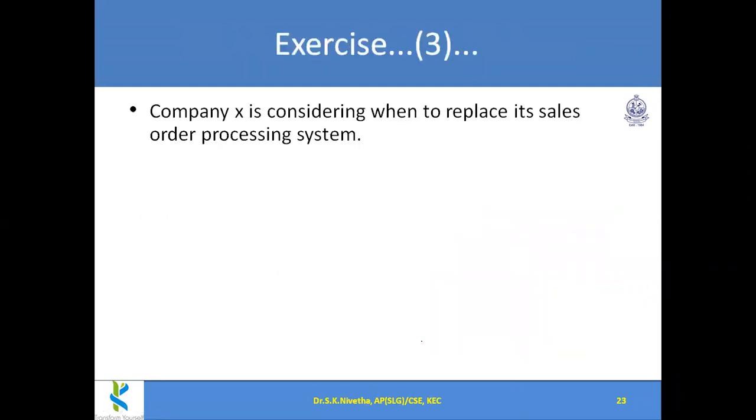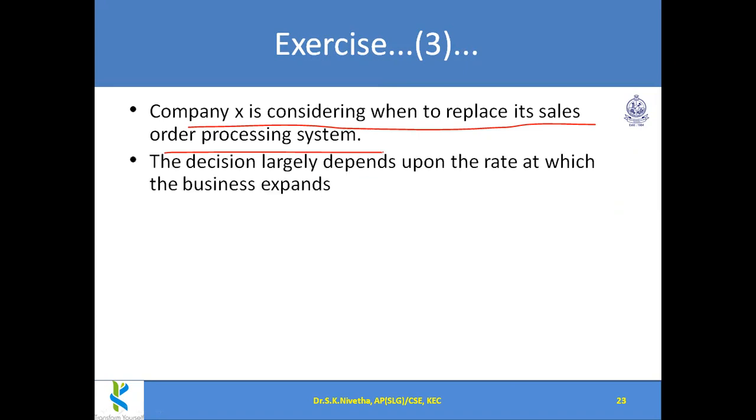So the third exercise would be, yes, it is time. It is a very small exercise. Company X is considering when to replace its sales order processing system. It is following one software. It wants to replace it, and it is in a decision-making process whether to replace it immediately or postpone it for 2 more years. That is the decision the company has to make.